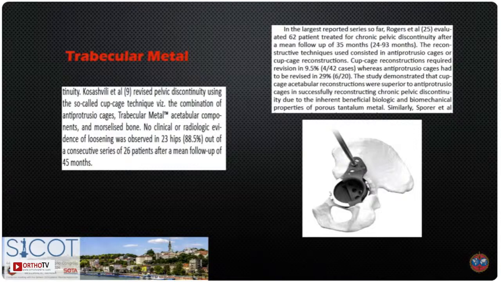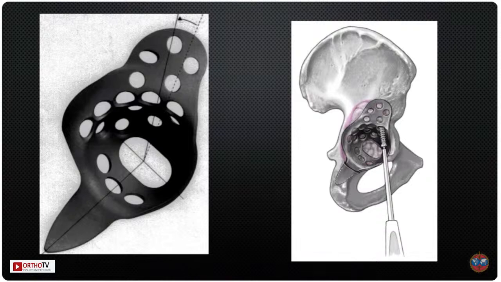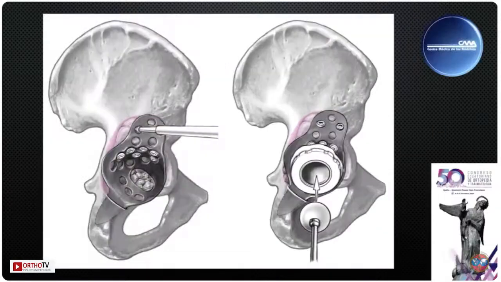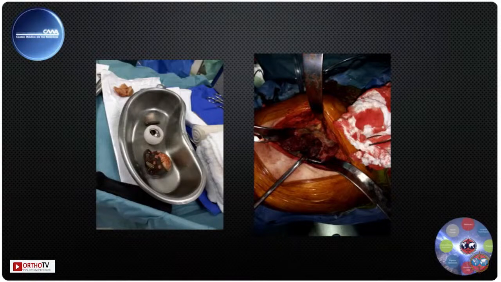And we decided for trabecular metal, the cup cage, for this case specifically. This is a Burch-Schneider reinforcement ring, and the picture on the left shows the fixation with the screws and the areas of support in the acetabulum. We removed everything in the surgery, and in the left picture you can see all the defects.